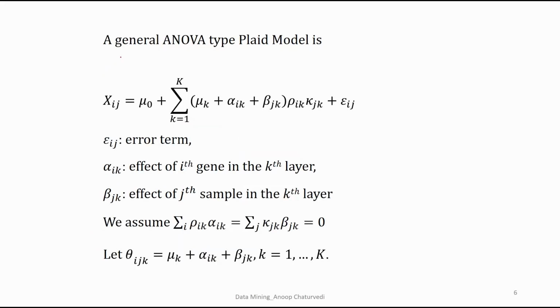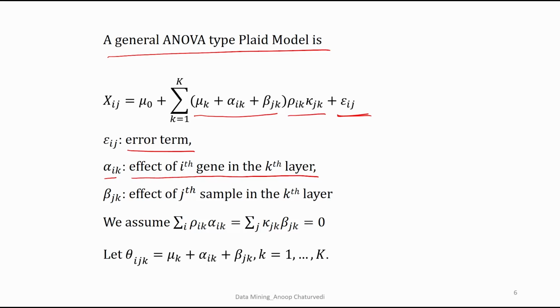Further, a general ANOVA type Plaid model is, say, xij equal to mu naught plus summation over k of mu k plus alpha ik plus beta jk into rho ik kappa jk plus, of course, you have the error term epsilon ij. So, epsilon ij is the error term, alpha ik is the effect of ith gene in the kth layer, and beta jk is the effect of jth sample in the kth layer.